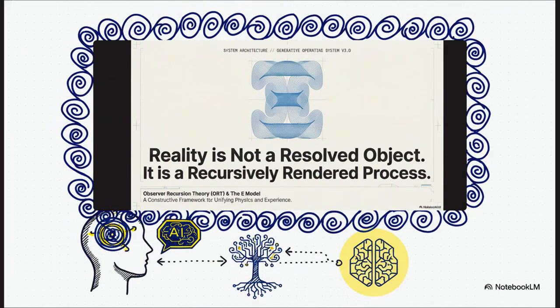And this slide right here is basically where the whole thing leads. It makes an absolutely audacious claim. Reality is not a resolved object, it is a recursively rendered process. This is the core of what they're calling observer recursion theory, or ORT. It's a total reframing of existence that, get this, didn't come from some university lab, but from the back and forth between a human and an AI.